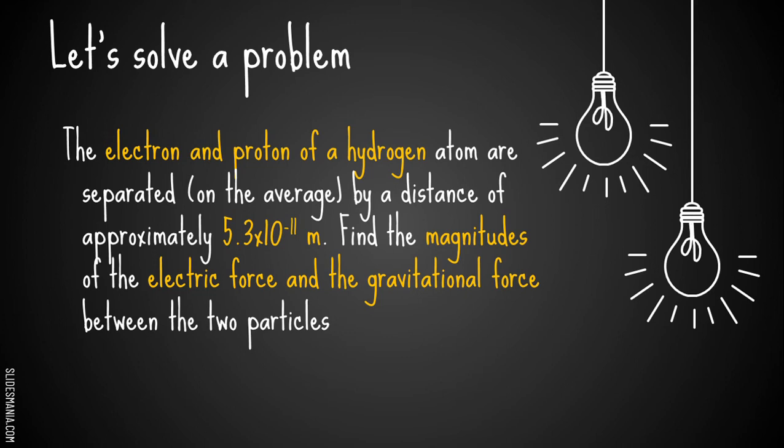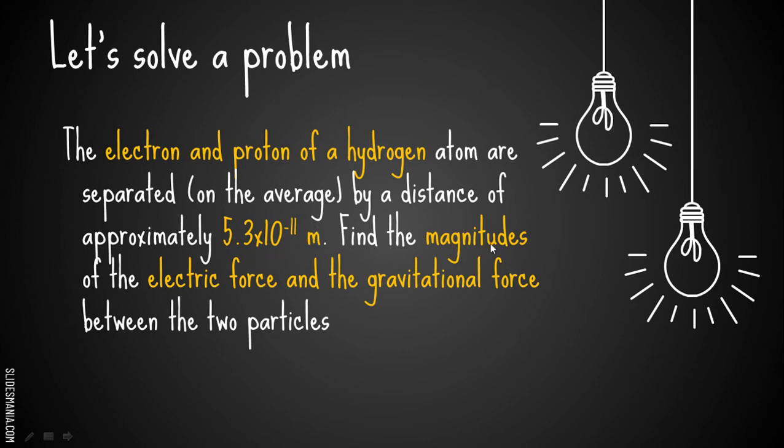So, let's solve a problem. The electron and proton of a hydrogen atom are separated on the average by a distance of approximately 5.3 times 10 raised to negative 11 meters. Find the magnitude of the electric force and the gravitational force between the two particles. So, given tayo ng electron and proton, so yun yung 2-point charges natin. Then, by a distance of 5.3 times 10 raised to negative 11. So, ito yung distance na separation ng charges.